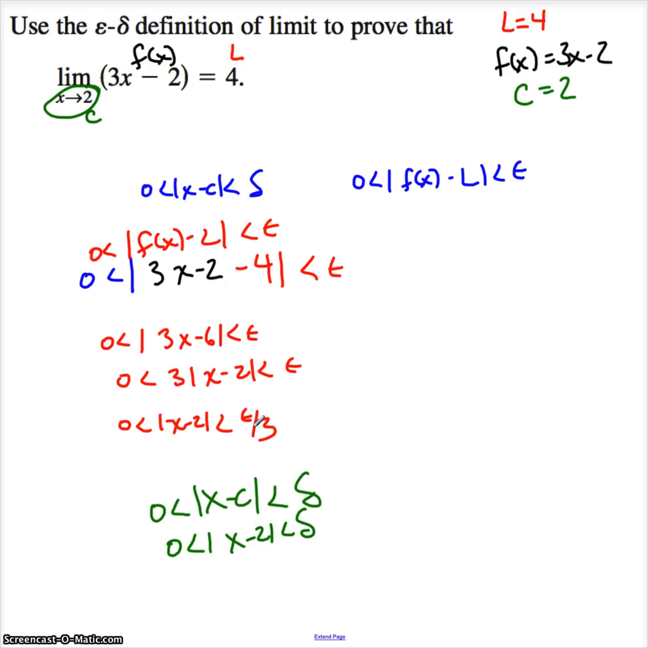So what we're asking is, what is delta? What does delta have to be? And it's very easy to see when I've done this right here that if I let delta equal epsilon over 3, then for every epsilon I pick, there exists this delta such that 0 less than the absolute value of x minus c is less than delta means that the absolute value of f of x minus L is going to be less than epsilon.